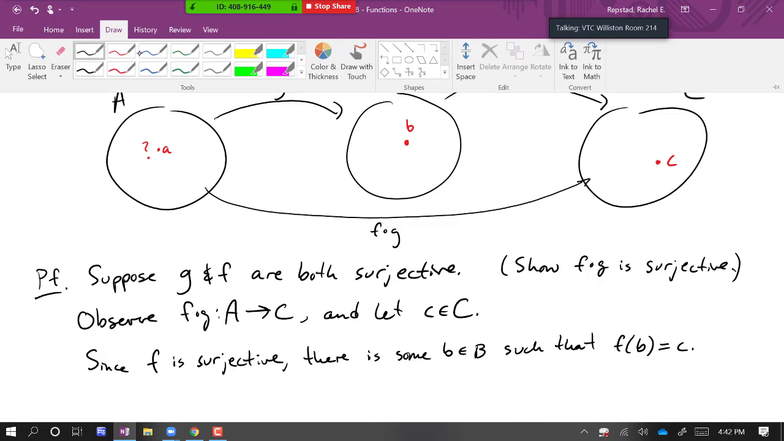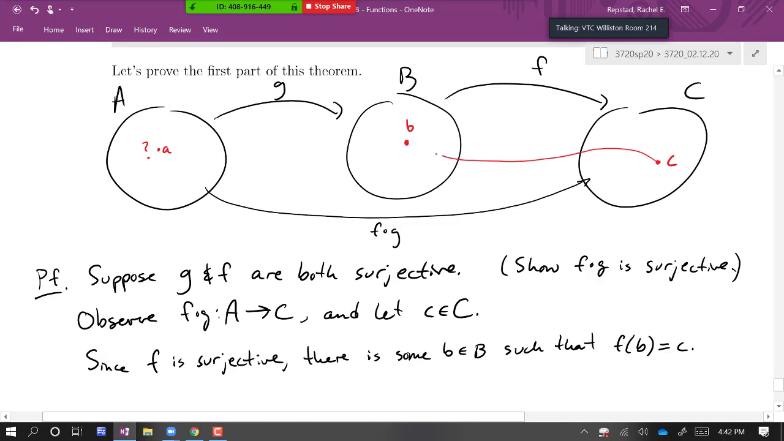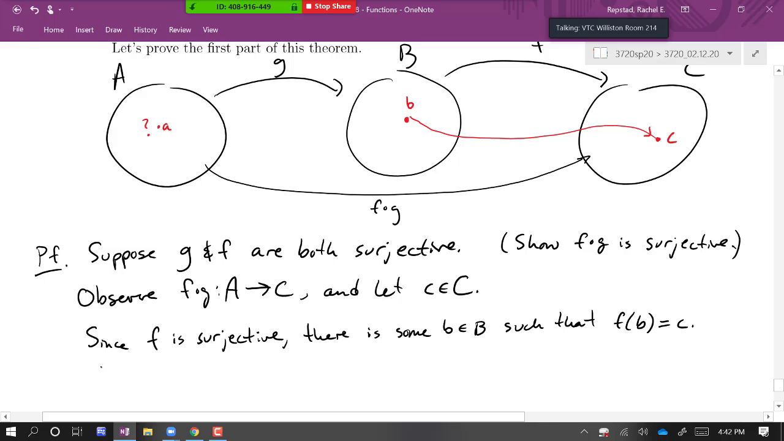So here's what we've done so far. We've been able to pull this back to say, okay, I know that F of B is equal to C. I know that C gets mapped to by some element of B. So now look where we are. We're in B. Now use the fact that G is surjective. What does that tell us? Yeah, some element in A is going to map to the element B that we're looking at.